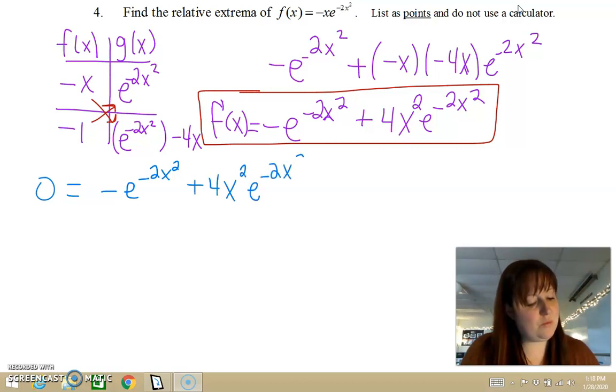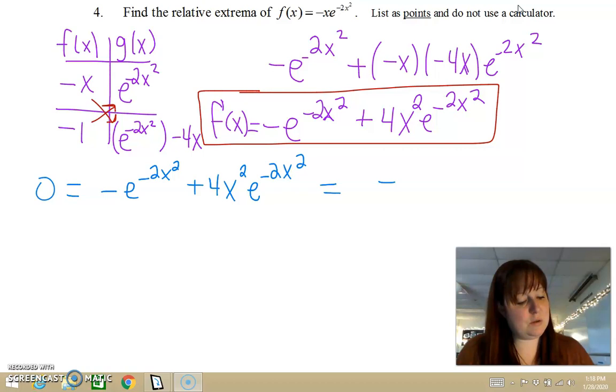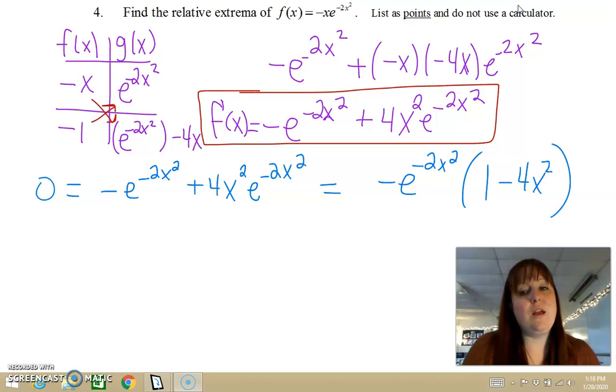So remember that when we solve for 0, the first thing we want to try to do is factor, because then we can set each factor equal to 0. And I recognize that both of these have a negative e to the negative 2x squared in common. So I'm just going to factor that out. I'm going to bring my negative e to the negative 2x squared outside, and I'm going to end up with 1 minus 4x squared. And this is still set equal to 0.